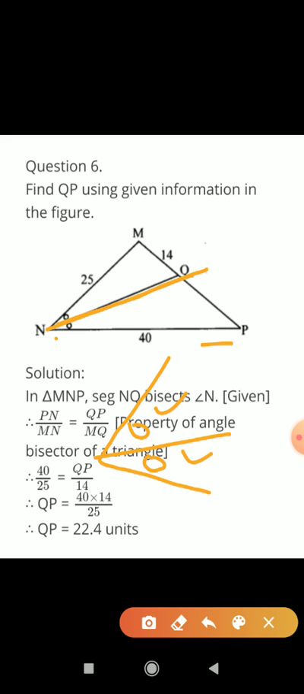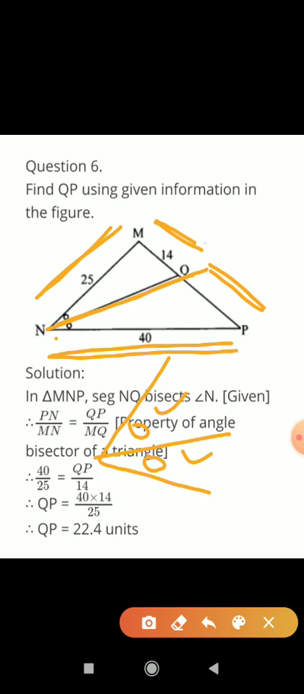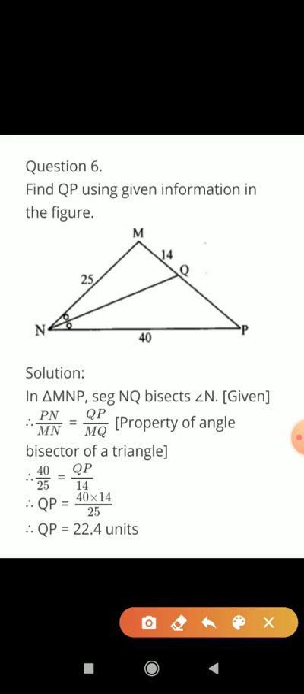So if we take PN upon NM is equal to PQ upon QM, or we can write in the opposite direction MN upon NP is equal to MQ upon QP. So in any method we can use the formula. So we have to find QP. Here this QP we have to find, and the remaining sides are given. So this is based on the angle bisector theorem.